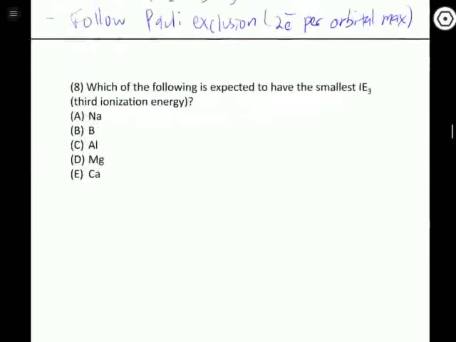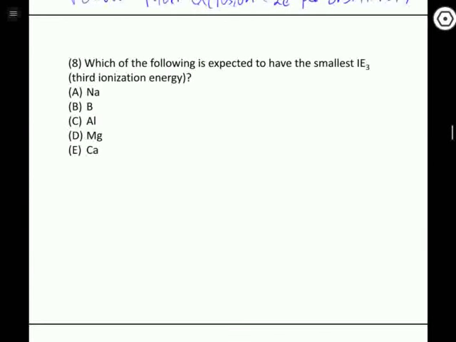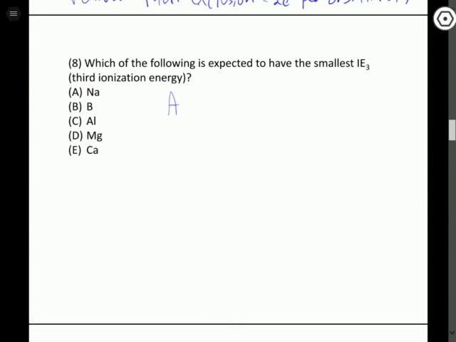All right, question 8. Which of the following is expected to have the smallest third ionization energy, i.e. IE3? So remember that ionization energy, we have an atom, and we're going to just remove an electron from that atom to make the cation. So it's the energy associated with pulling off an electron from an atom, and each ionization energy is successive. So this would be the first ionization energy. We're removing the first electron. The second ionization energy is removing the second electron, so we're taking the cation, removing another one to make it 2+. That's ionization energy 2.